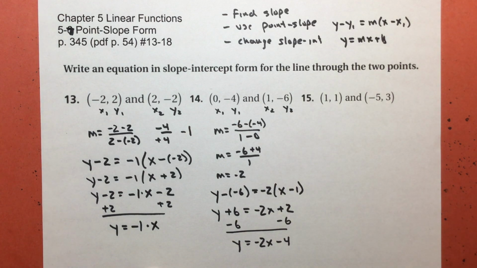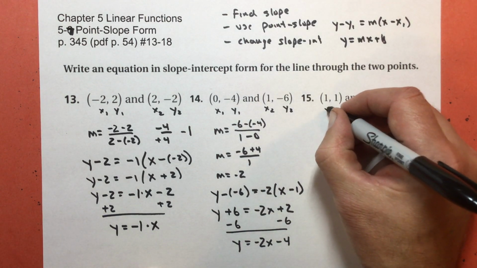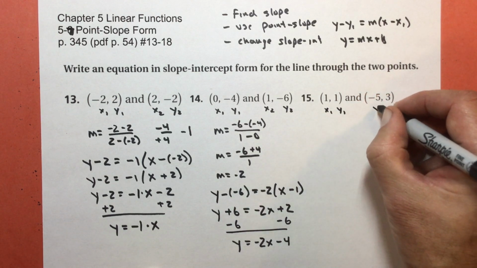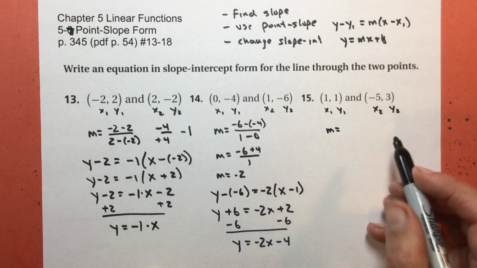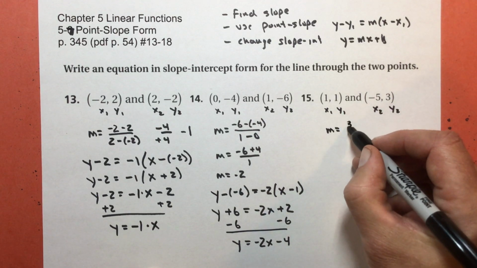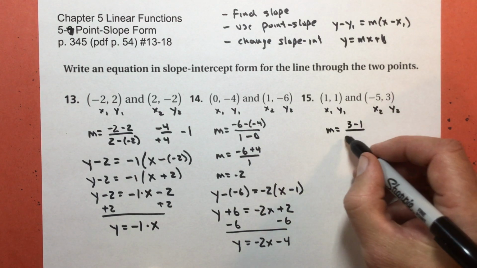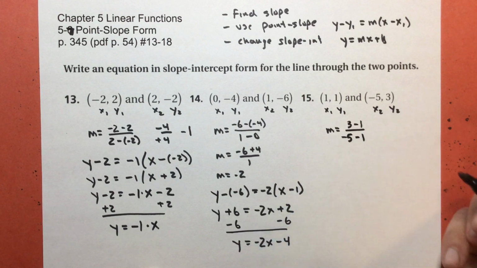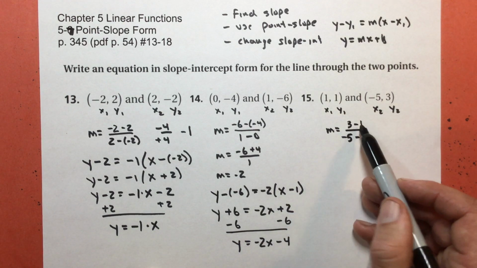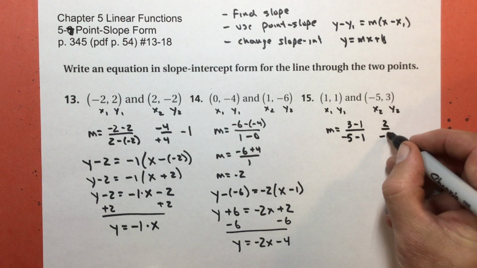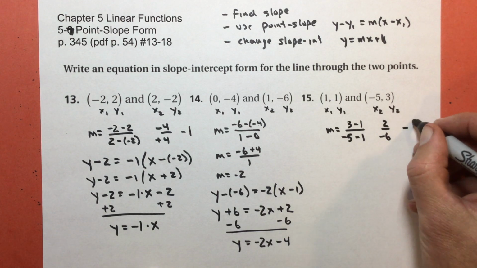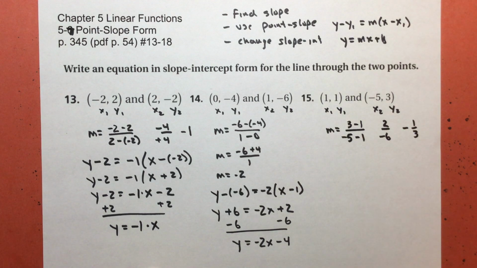All right, so like I said, pause it if you need to, take a break, rewind it, do whatever you need to do. Here's my first x, here's my first y, here's my second x, here's my second y. My slope is going to be 3 subtract 1 over negative 5 subtract 1. 3 subtract 1 is 2. Negative 5 subtract 1 is negative 6. This is going to be negative 1/3 when I simplify it.